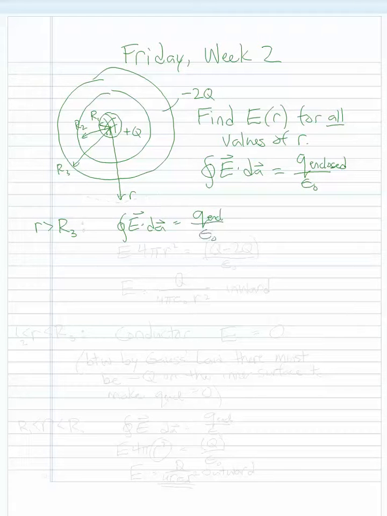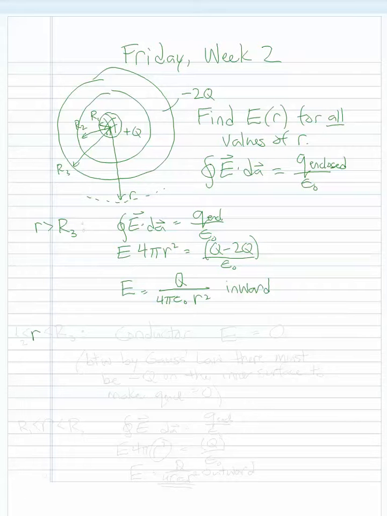So if I put my imaginary surface out here, my imaginary sphere, my Gaussian sphere, then I have E at that point times the area, 4 pi r squared, is equal to the charge enclosed. The charge enclosed is just Q minus 2Q, divided by epsilon naught. And so the field is equal to 1 over 4 pi epsilon naught r squared times negative Q. I just add them together, so this is inward, attractive.